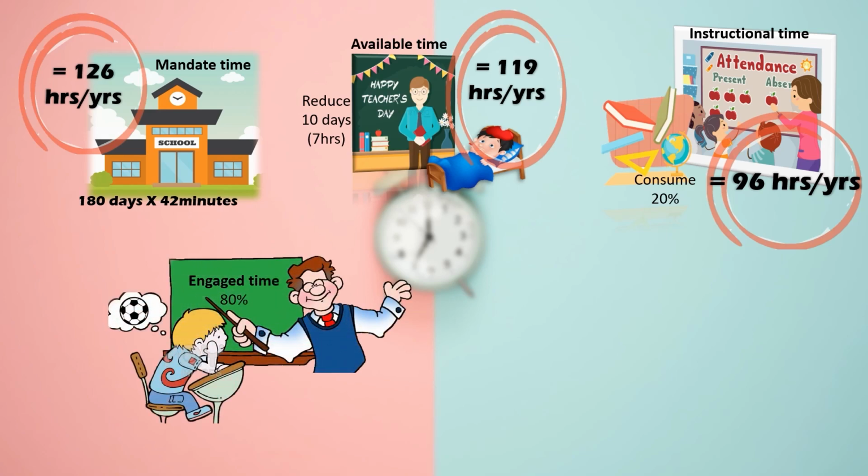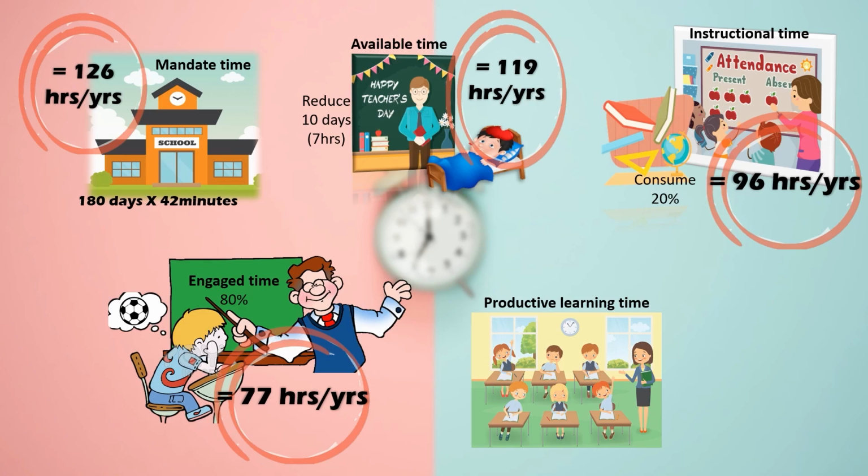And next is the engaged time. Let's say the students are engaged in the class only 80% of the time, then the time will be 77 hours per year. After that, the last is the productive learning time. So from the engaged time, let's say the students that work on meaningful appropriate tasks are just 80%. So the productive learning time is only 62 hours per year.